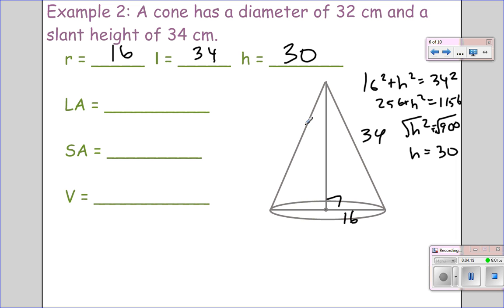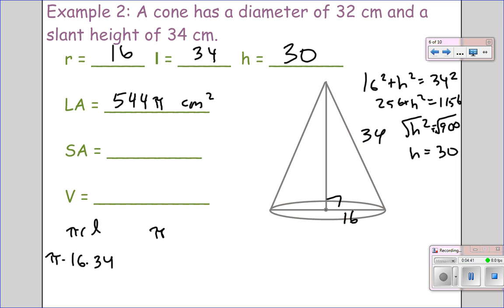So it's important that you use the Pythagorean theorem on these cones. So lateral area is pi r L, so pi times 16 times 34. So really all we need to know is 16 times 34 there, and that is going to be 544 pi centimeters squared.